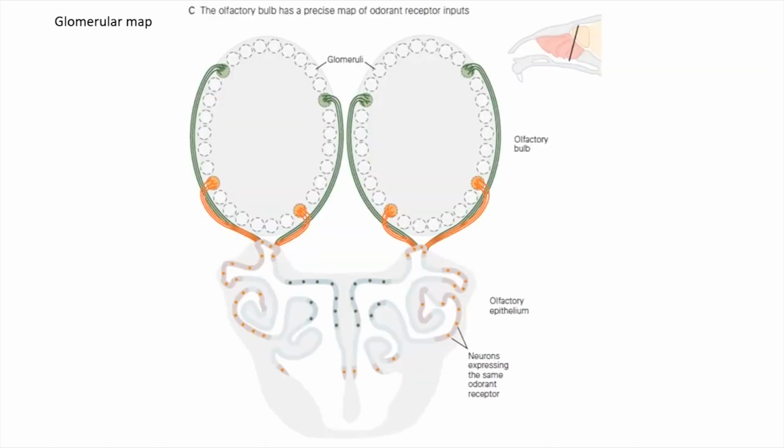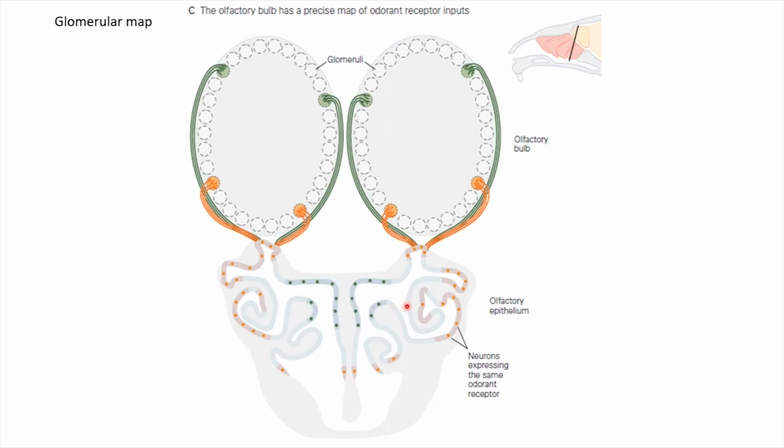There are millions of olfactory sensory neurons present in the olfactory epithelium, and each of these neurons expresses one of the several hundred types of olfactory receptors. So each type of receptor would be expressed in thousands of neurons present at different locations within the epithelium. So let's say orange is one type of receptor and green is another type of receptor, and they are present at different regions within the olfactory epithelium.